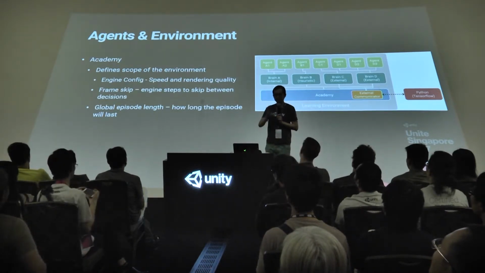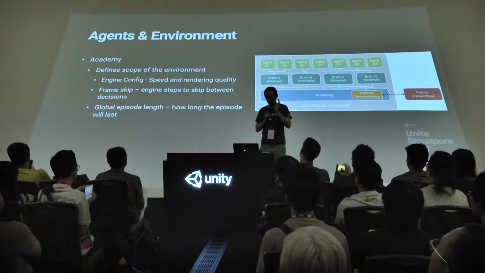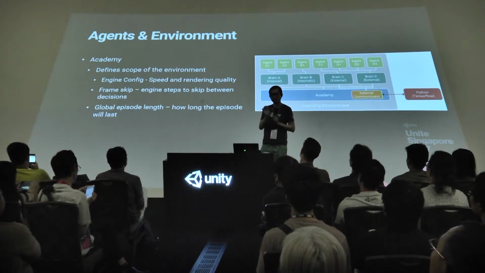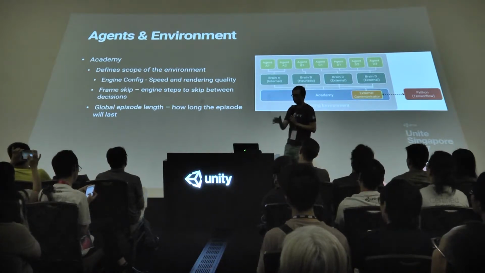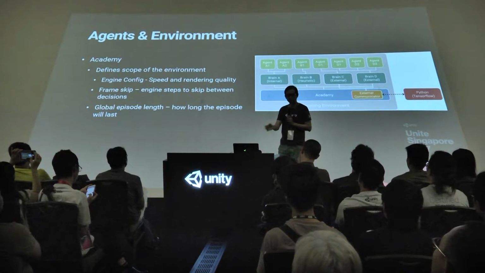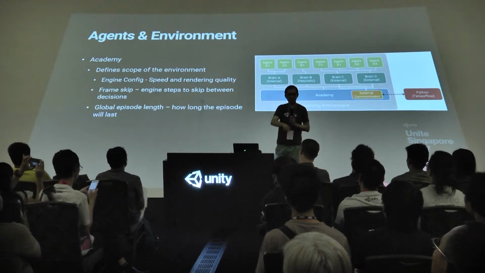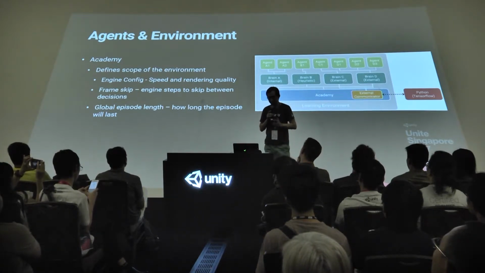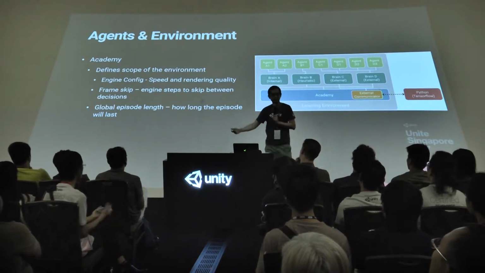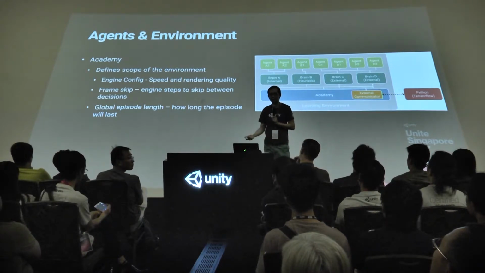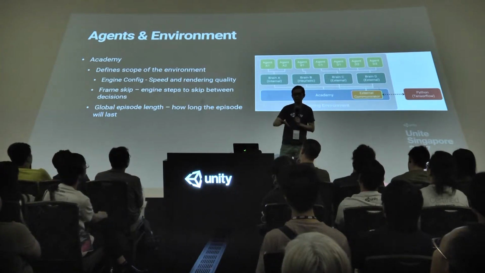So the academy will define the scope of the environment. So it will have an engine configuration where you can decide on the speed and rendering quality. So when you're training the agents, actually the quality is not that important. Later I'll show an example of how you can create an environment in Unity and use that as a training environment. And then frame skipping, what's the engine step to skip before you take the next decision, and also decide on the global episode length. So when this time is reached, then all agents will terminate their actions.